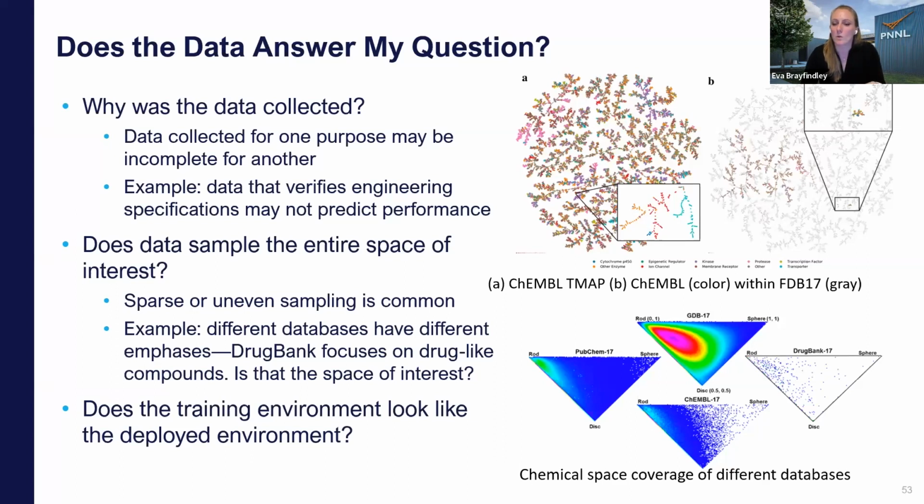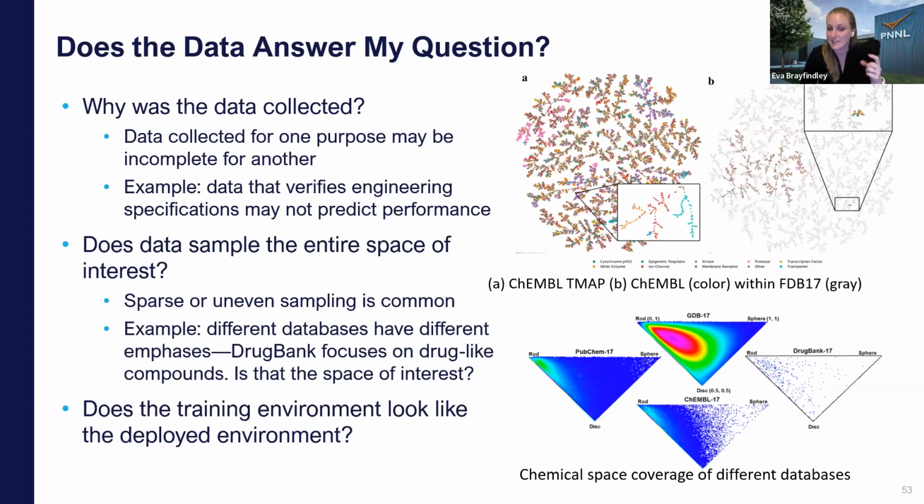One example here is that data that verifies engineering specifications, that something is up to spec or matches quality assurance, may not actually predict its performance in the field. Those are two very different data sets, and that can be kind of hard to understand or identify those differences.